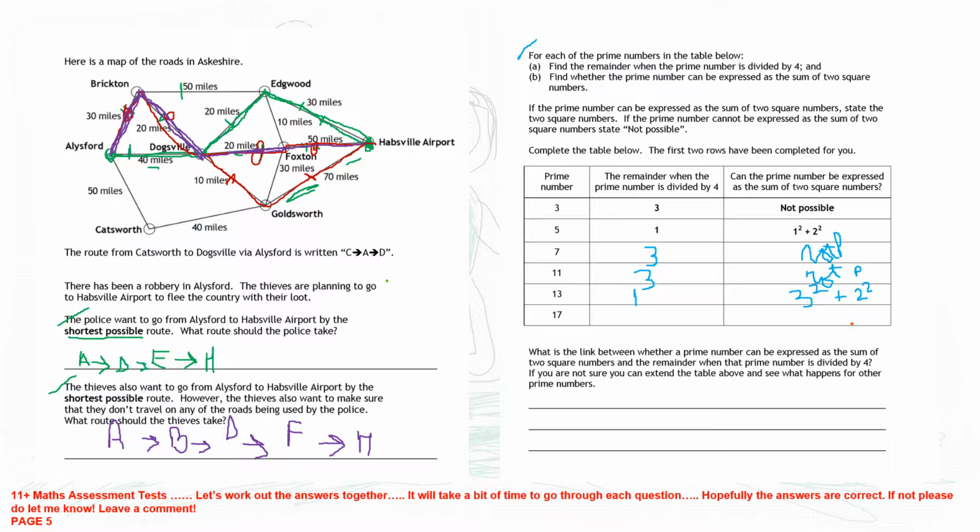So the next one we have is 13, and here again the remainder is 1, because 4 times 3 is 12. So 13 expressed as the sum of two squares, 9 plus 4, is 13. So you get 3 square plus 2 square.